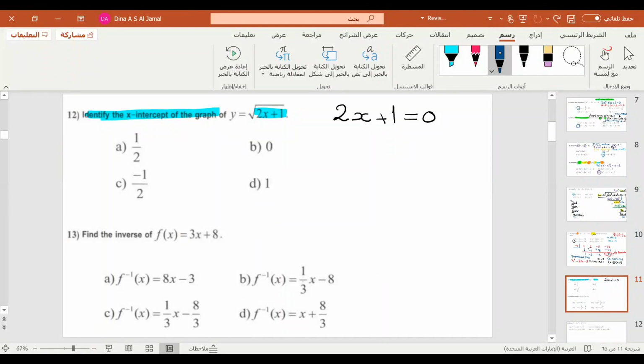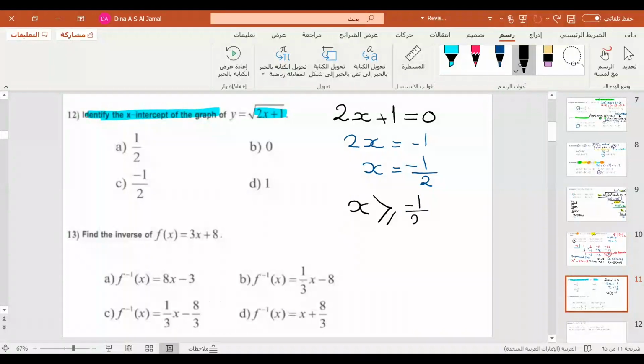So let's solve this. 2x minus 1, x is equal to minus 1 over 2. So your domain in general should be x bigger than or equal to minus 1 over 2. So in general, your x-intercept will be minus 1 over 2, which is the choice of C.